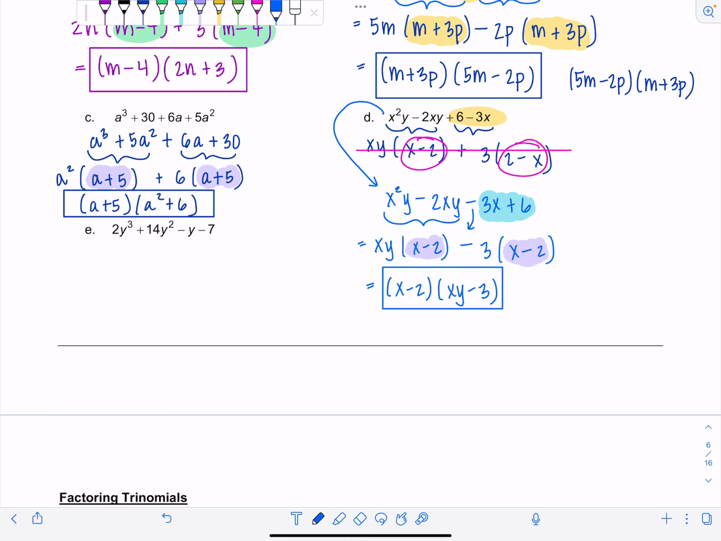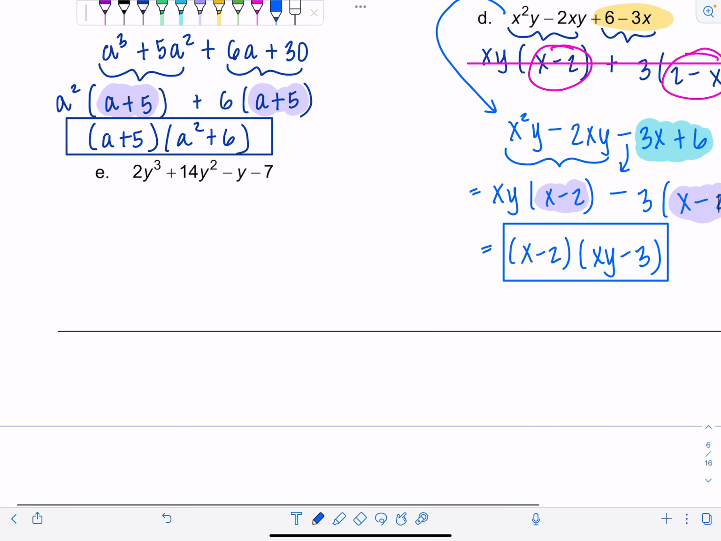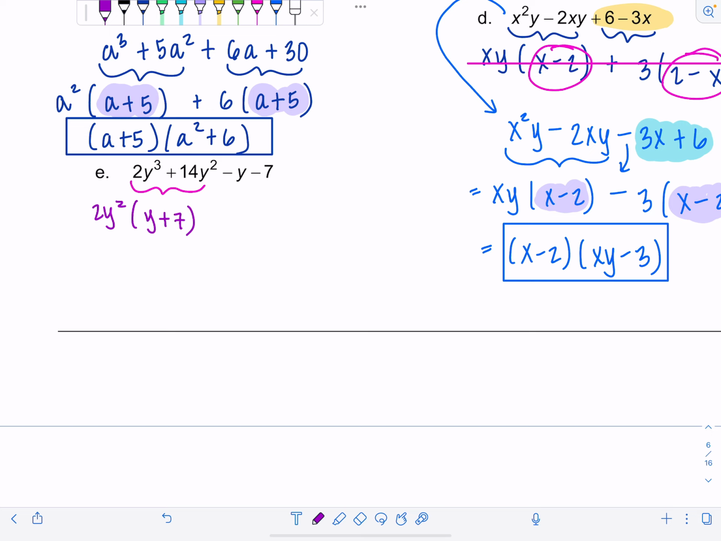And last one, example E, 2y cubed plus 14y squared minus y minus 7. Okay, so let's look. What's the GCF for 2y cubed and 14y squared? 2y squared, right? Okay. And then we're left with y plus 7. Remember, always bring down whatever sign is there next. So I'm going to bring down a negative. And then what can I take out from y and 7?